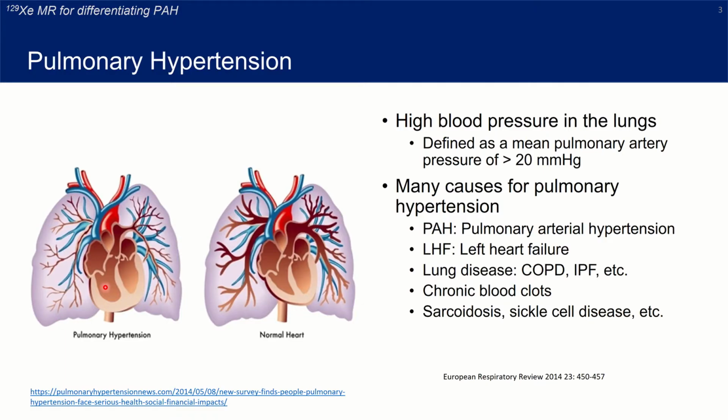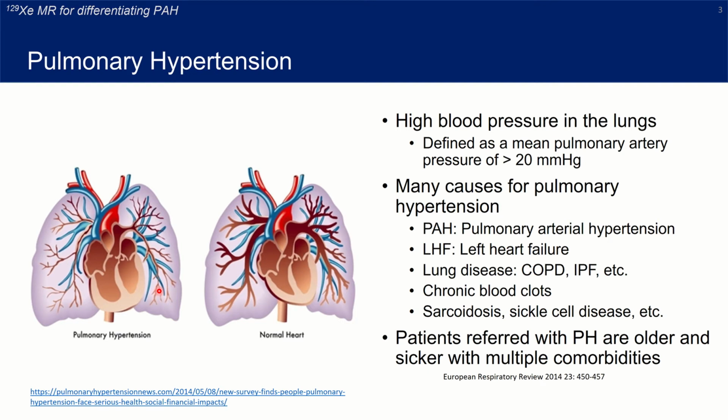And there are many causes for pulmonary hypertension. Pulmonary arterial hypertension is a very rare disease, but a disease which we have many treatments for, and that's a disease of the pulmonary arterioles. But the most common cause is actually pulmonary hypertension due to left heart failure. And this can be due to weakness of the heart, like systolic heart failure, or heart failure with preserved ejection fraction. Lung diseases such as COPD and IPF can also cause pulmonary hypertension just by damaging and scarring the lungs. Chronic blood clots can cause PH just by obstructing the flow of blood through the lungs.